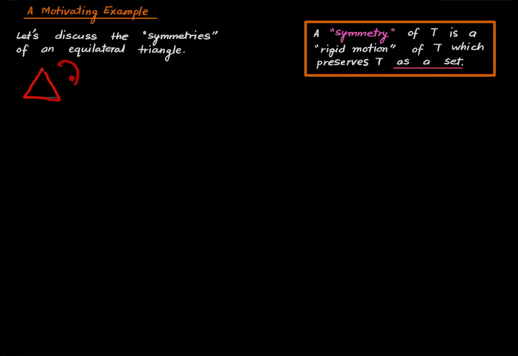For instance, the clockwise 120 degree rotation doesn't preserve the top vertex's position. It takes the top vertex to this right vertex, and takes the right vertex to the left vertex. Although, if someone was not in the room and you applied this clockwise 120 degree rotation, that person wouldn't know that you have actually applied it after he enters the room, right? Because after 120 degree rotation, the triangle looks exactly the same. So that is what I mean by preserving T as a set. Okay, I hope these notions are intuitively clear.